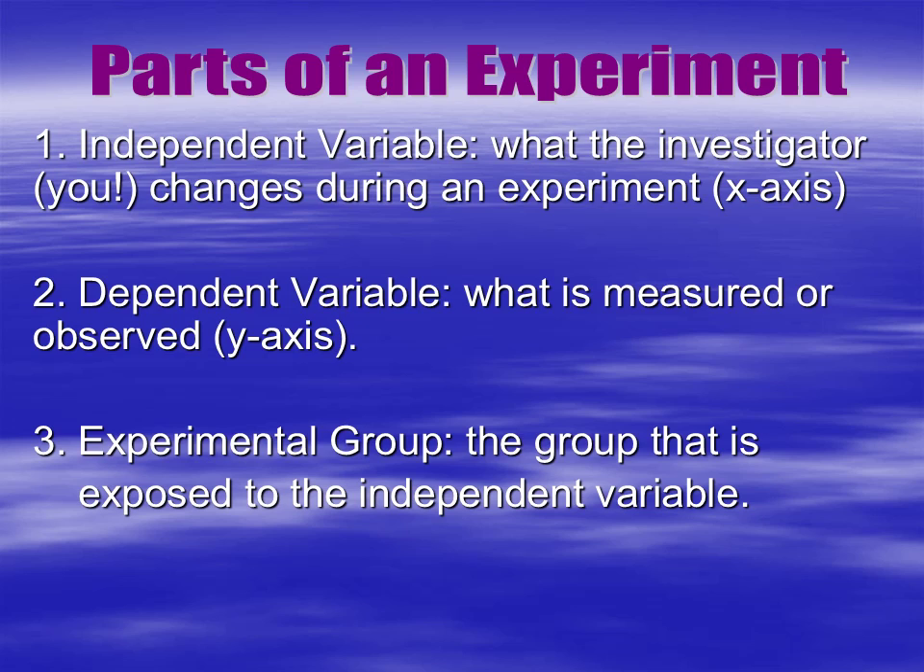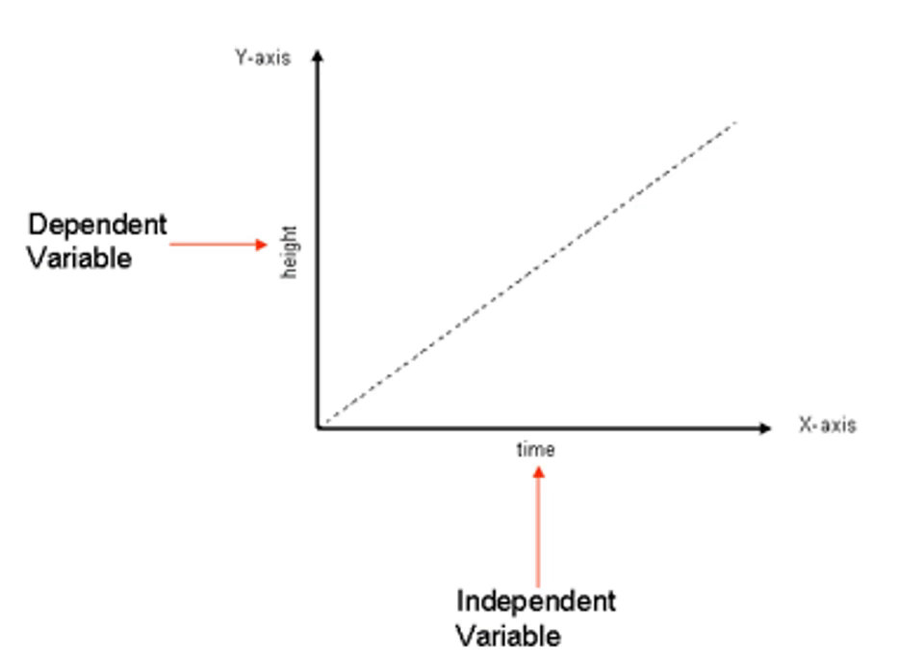The experimental group is the group that is exposed to the independent variable. And I'll explain a little bit more about the experimental group in just a minute. When they are graphed, the independent variable is on the x-axis and the dependent is on the y-axis. A great way to remember the difference is to say "blank depends on blank." In this case, we know that height is the dependent variable and time is independent. So you would say height depends on time.